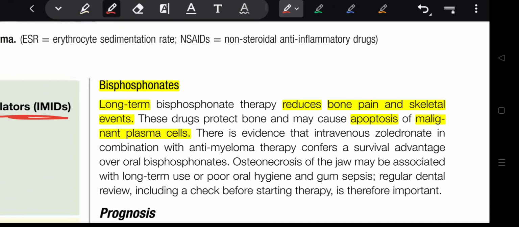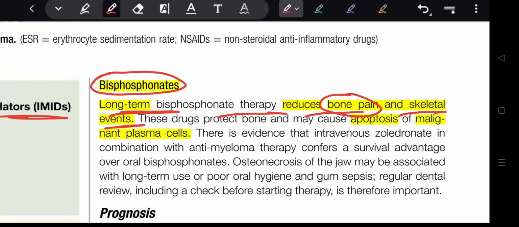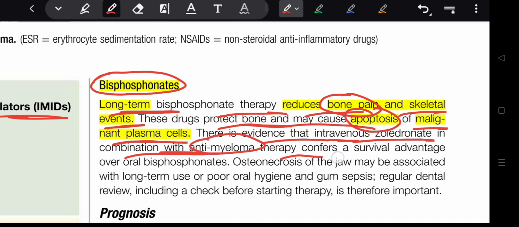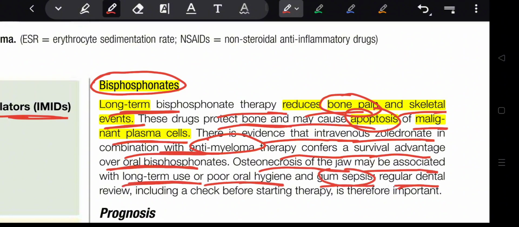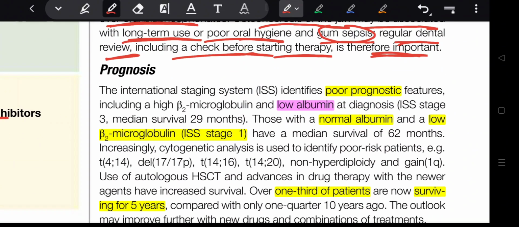Bisphosphonates. Long-term bisphosphonate therapy reduces bone pain and skeletal events. These drugs protect bone and may cause apoptosis of malignant plasma cells. There is evidence that intravenous zoledronate in combination with anti-myeloma therapy confers a survival advantage over other bisphosphonates. Osteonecrosis of the jaw may be associated with long-term use, so maintain oral hygiene. Treat gum sepsis, and a regular dental review, including a check before starting therapy, is important.